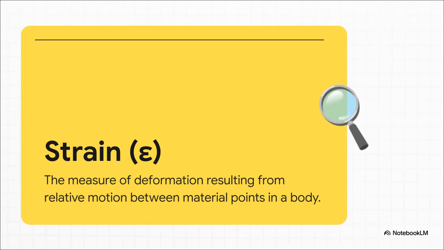Think about stretching a rubber band. Strain is just a measure of how much longer that rubber band gets compared to how long it was to begin with. It's all about the relative change in shape. Because it's a ratio, like change in length divided by original length, it actually has no units. It's just a number. It is the physical, measurable consequence of that internal stress.